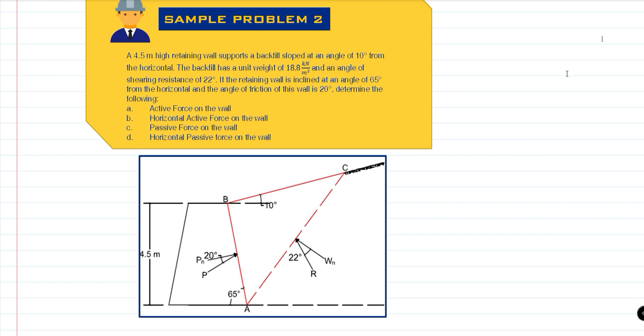So first, the active force on the wall. Second, horizontal active force on the wall. The third is the passive force on the wall. And the fourth will be the horizontal passive force on the wall.